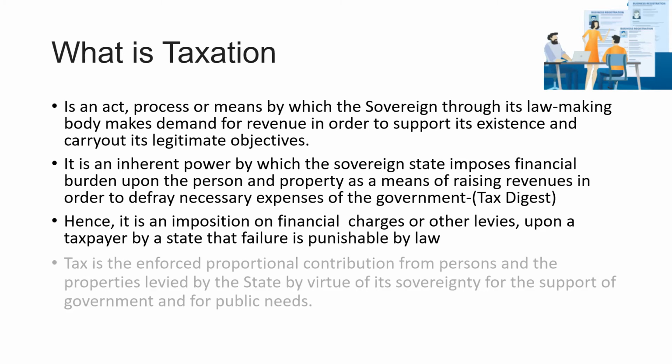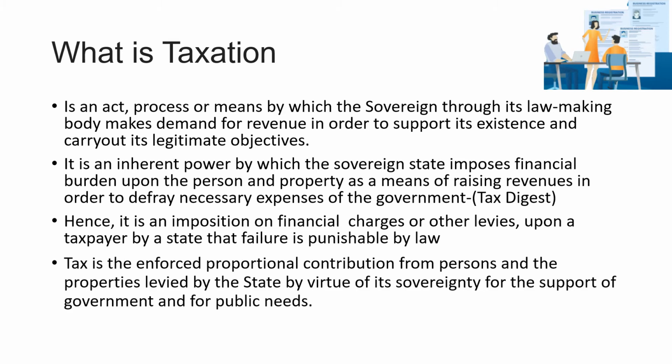Okay? Next. So, tax is the enforced proportional contribution from persons and properties levied by the state by virtue of the sovereign for the support of the government and for public needs. So take note, enforced proportional contribution. Why proportional contribution? Because those people who earn more are taxed more. You will tackle later that the taxes are in the form of schedules. So the higher the income, the higher the taxes.